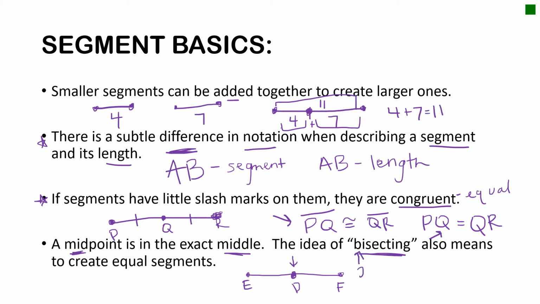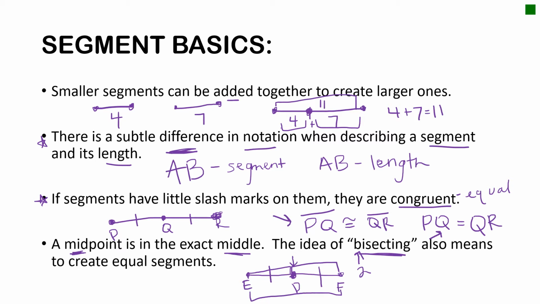Bi means two. If you think of intersect, split in half. Okay, so this D is going to split EF into two segments. But since it's right in the middle, that means the distance from E to D is the same as the distance from D to F. So again, we could draw those slash marks in here. They're going to be congruent. They're going to be equal.